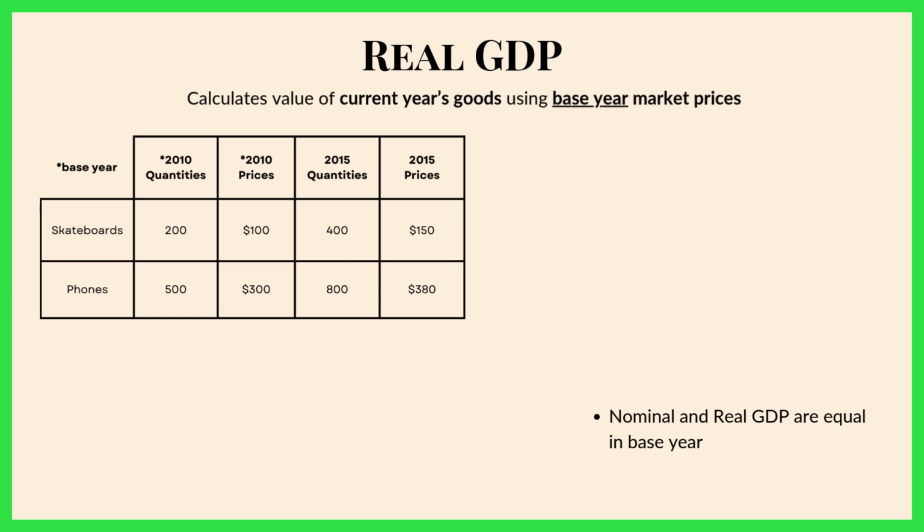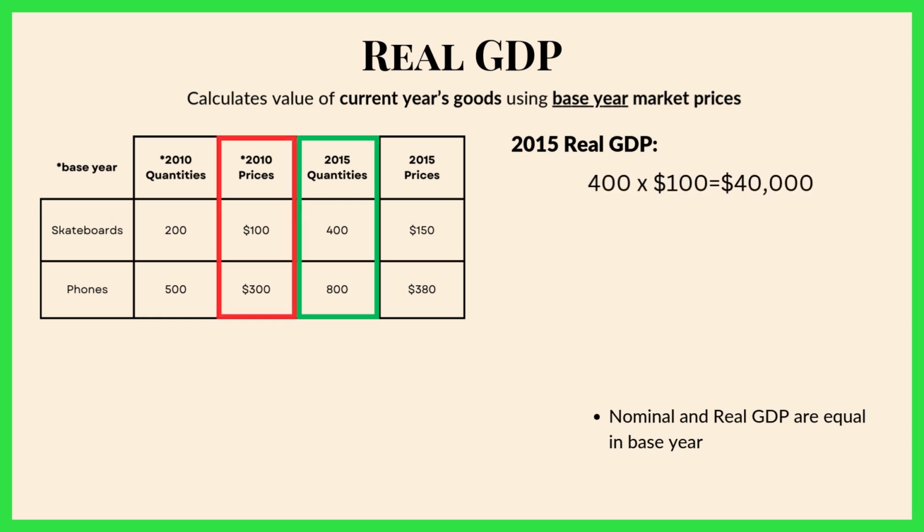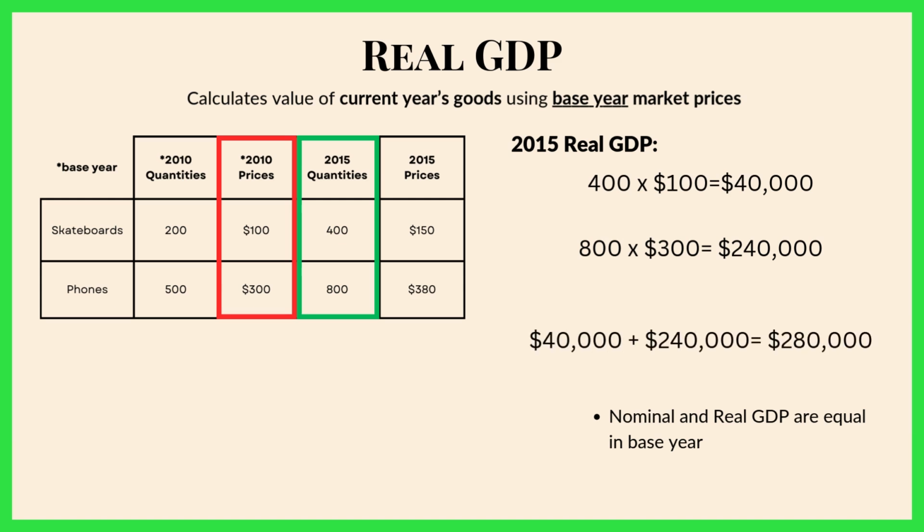Now, do the same thing for 2015. We will multiply 2015 quantities by the base year's prices. 400 skateboards for $100 each gives us $40,000, and 800 phones for $300 each gives us $240,000. Add that up and you should get a real GDP of $280,000.